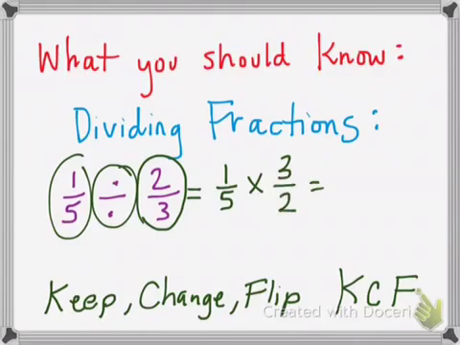And I just reviewed how to multiply fractions, so I multiply across. 1 times 3, the numerators, I know 1 times 3 is 3. Then multiply the denominators, 5 times 2 is 10. So 1/5 divided by 2/3 is 3/10.